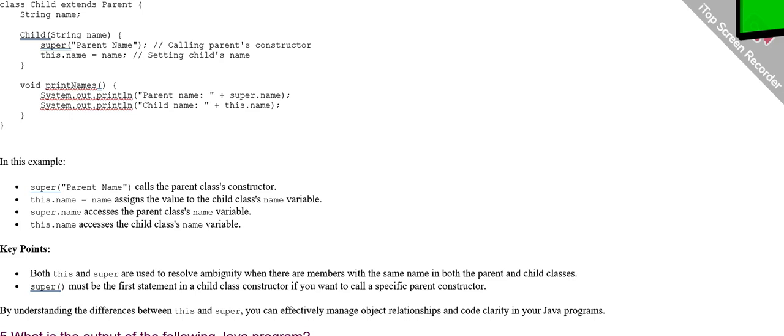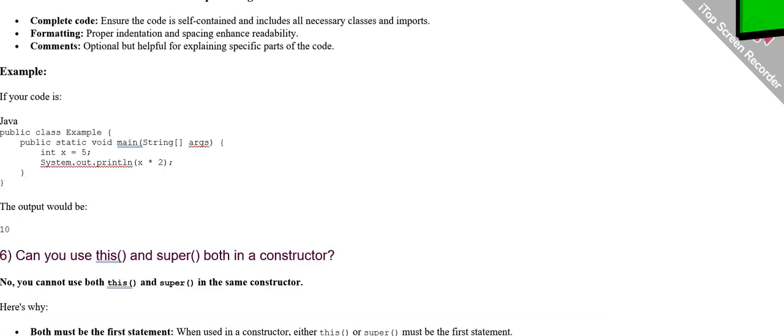Key points. Both this and super are used to resolve ambiguity when there are members with the same name in both the parent and child classes. Super must be the first statement in a child class constructor if you want to call a specific parent constructor. By understanding the differences between this and super, you can effectively manage object relationships and code clarity in your Java programs.